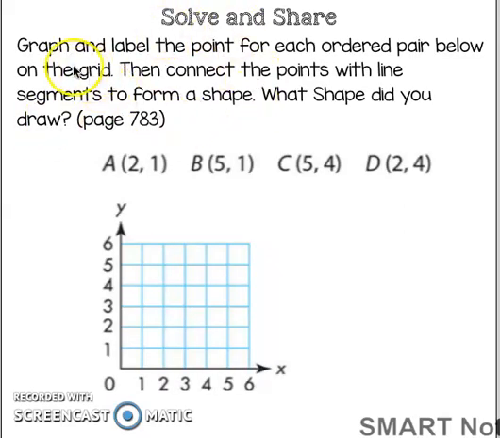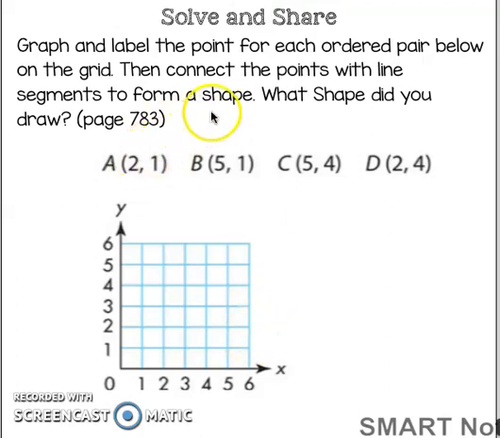Solve and share. Graph and label the point for each ordered pair below on the grid, and then connect the points with line segments to form a shape. What shape did you draw? This is on page 783. You should have your book out and open so that you can graph these points. Pause it here and then I will go over it with you.